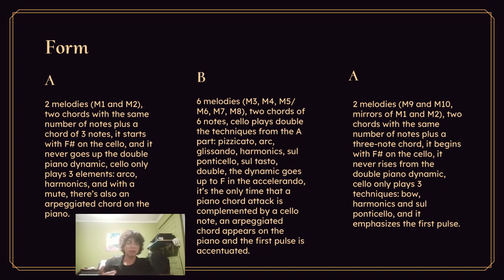2 chords with the same number of notes plus a 3-note chord. It begins with F sharp on the cello. It never rises up from the pianissimo dynamic. Cello only plays 3 techniques: bow, harmonics, and sul ponticello, and it emphasizes the first pulse.